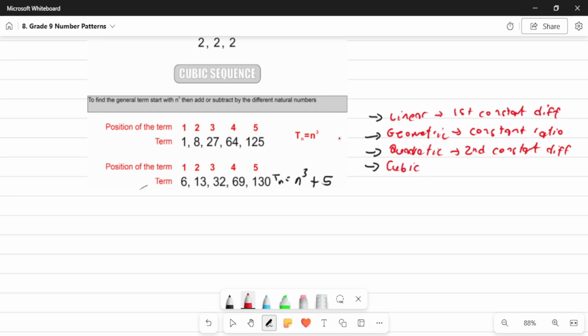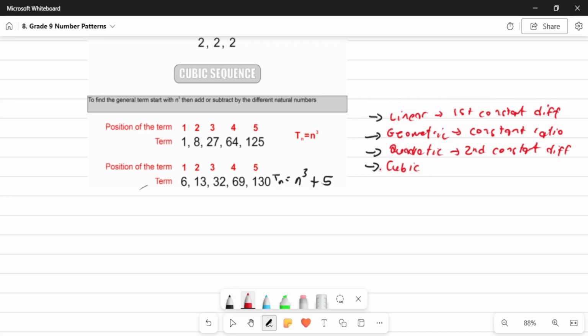And lastly, if you don't have a second constant difference, then you are most probably dealing with a cubic. And if you're dealing with a cubic, start off with the basic cubic sequence and add or subtract some constant. If it's anything other than that, then you're dealing with a problem that is not supposed to be in the grade 9 syllabus. So it has to be one of these 4.